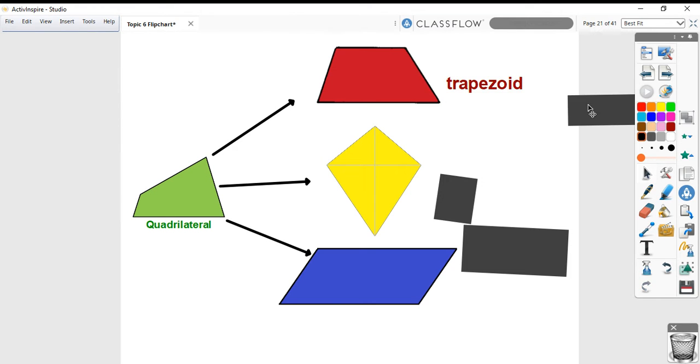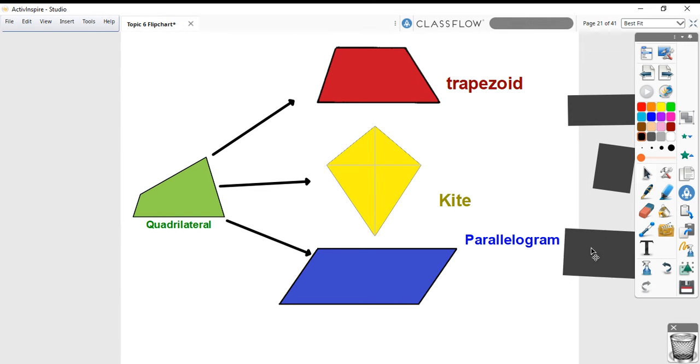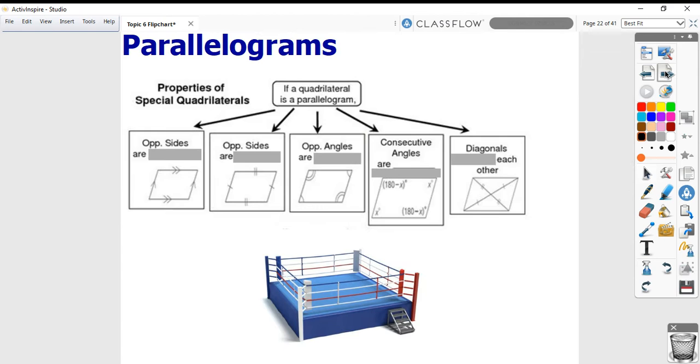All right, this first one on top is a trapezoid. The next one is a kite, and this last one is what's called a parallelogram. And parallelograms are going to be what we talk about today on this video. And then the next video, the next section of notes is going to be about trapezoids and kites. All right, so the subcategory that we're looking at today is parallelograms.